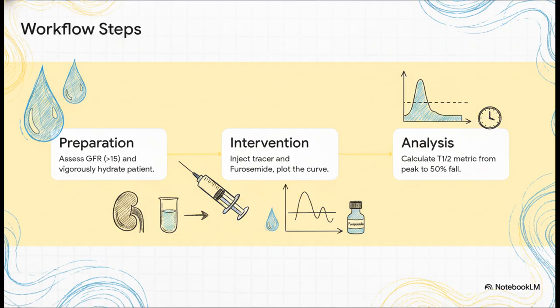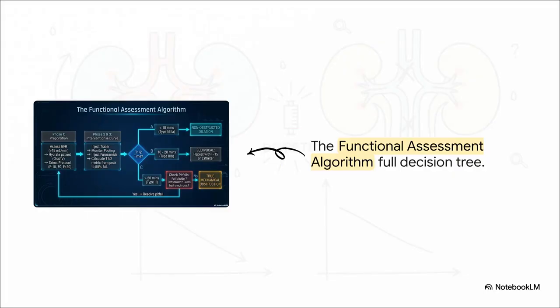Step 3 is the analysis. Calculate your T-half metric from the peak down to that 50% fall. When you follow the functional assessment algorithm decision tree, everything becomes crystal clear. Once you have your T-half time, the algorithm takes over. Under 10 minutes, bam, you diagnose a non-obstructed dilation. You're safe. Over 20 minutes, stop and immediately check your pitfalls.